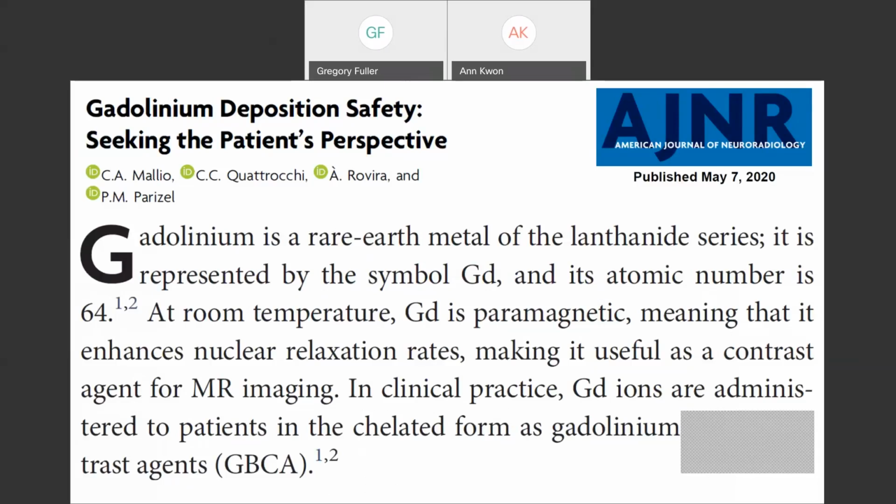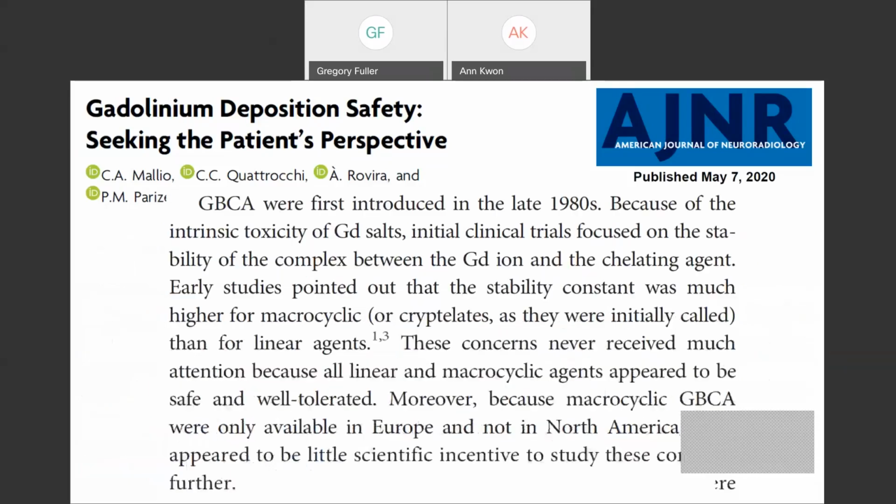Gadolinium is a rare earth metal of the lanthanide series, represented by the symbol Gd. It's atomic number 64. At room temperature, it's paramagnetic, meaning it enhances nuclear relaxation rates, making it useful as a contrast agent. In clinical practice, gadolinium ions are administered to patients not in pure form, which is highly toxic, but in chelated form, to reduce or eliminate the toxicity, as gadolinium-based contrast agents, GBCAs. GBCAs were first introduced in the 1980s, and because of the intrinsic toxicity of gadolinium, they were chelated.